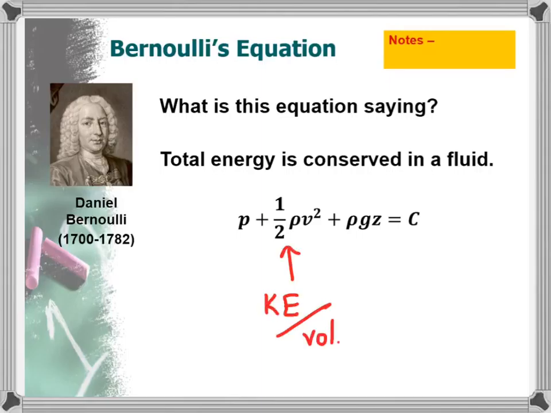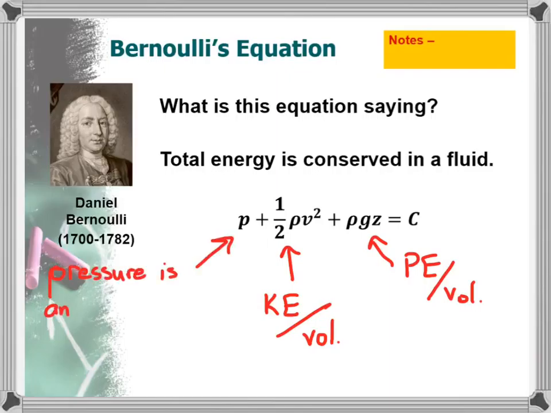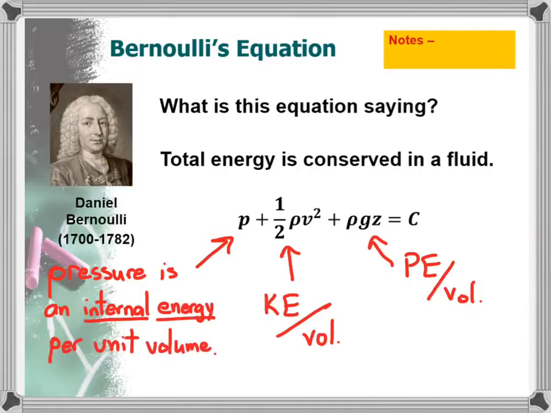This is the amount of kinetic energy per unit volume in the fluid, 1/2 rho V squared. This rho times g times z, that is the potential energy per unit volume in the fluid. And an interesting result is that the amount of pressure in the fluid is some sort of internal energy per unit volume. So pressure can be thought of as an internal amount of energy. And that pressure can do work on the elements of the fluid right next to it, which is a really interesting result. We never think of pressure as some sort of internal energy, but it is.